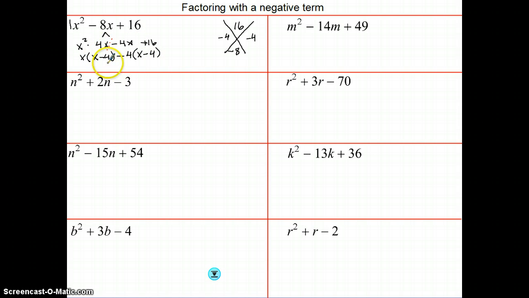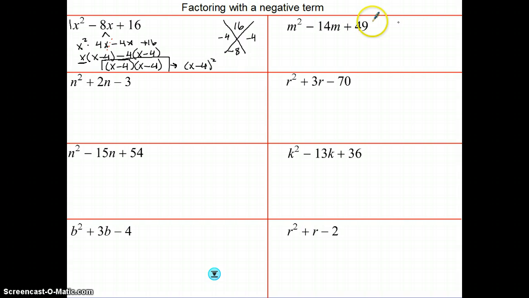Taking out that x minus 4 that is repeated, I see an x and a -4 left after I take out that x minus 4. So x minus 4 times x minus 4 is factored form, or you may go one step further and write it as x minus 4 all squared.